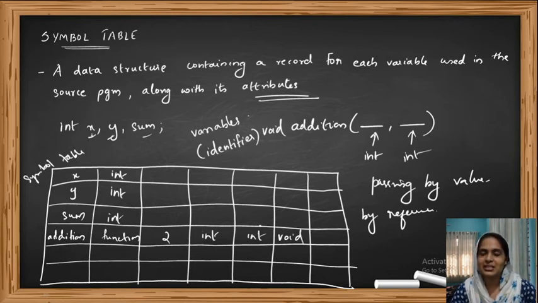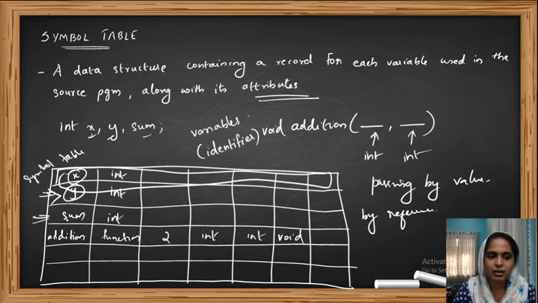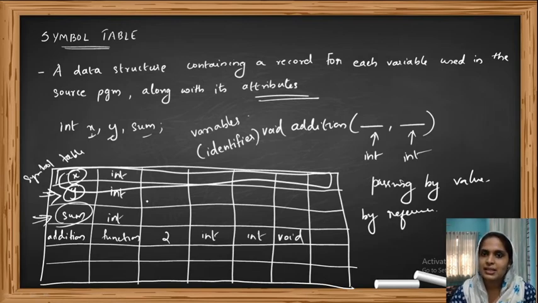So a symbol table is basically a data structure which contains records. Each row is considered as a record. This row is a record for variable x, the second row is a record for variable y, and the third row is a record for the variable sum. Similarly, for each variable or identifier, we can have a record which consists of its name as well as the remaining attributes. This symbol table should be designed in such a way that it is easy to find a variable inside it, as well as easy to store a variable inside it.